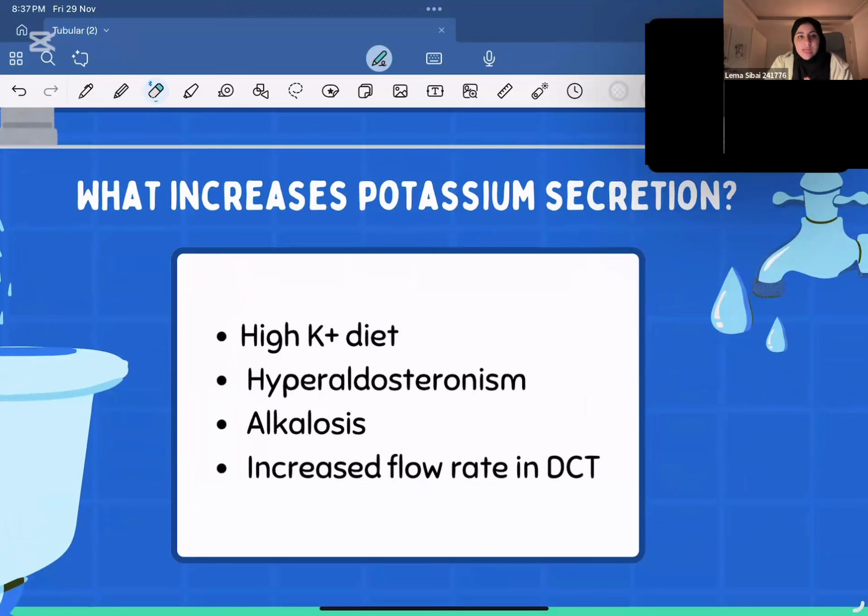secretion. Does anyone have any questions about this? Okay, I'm going to continue.